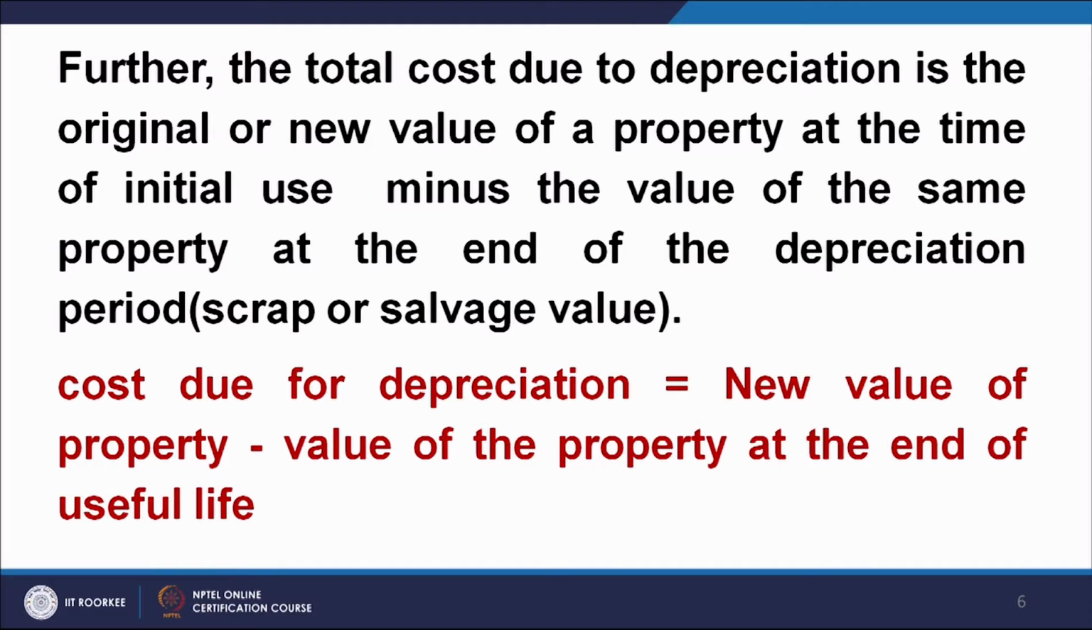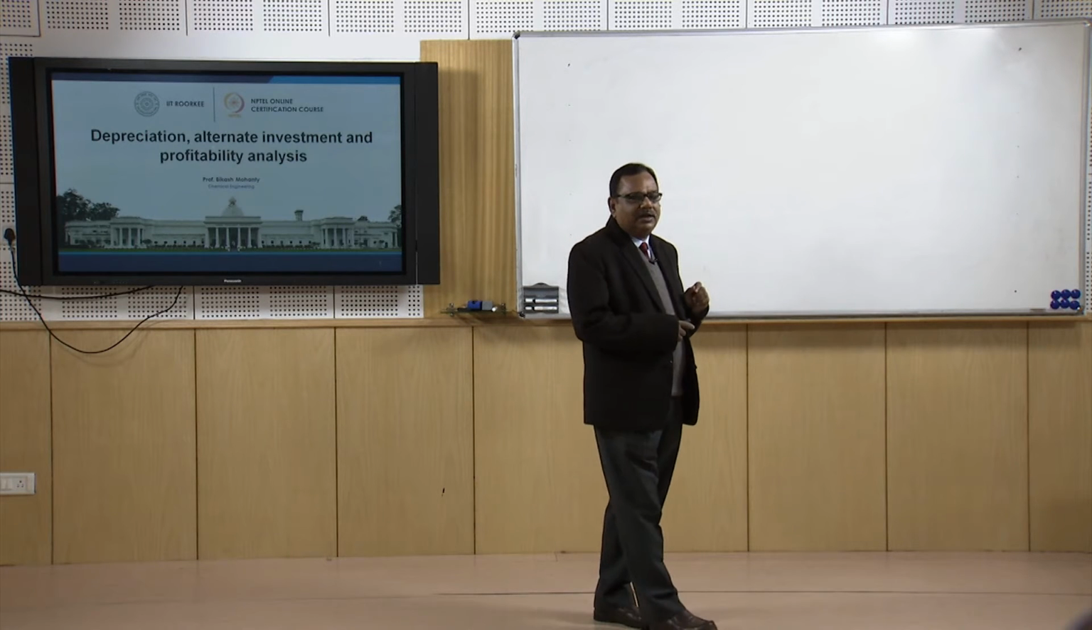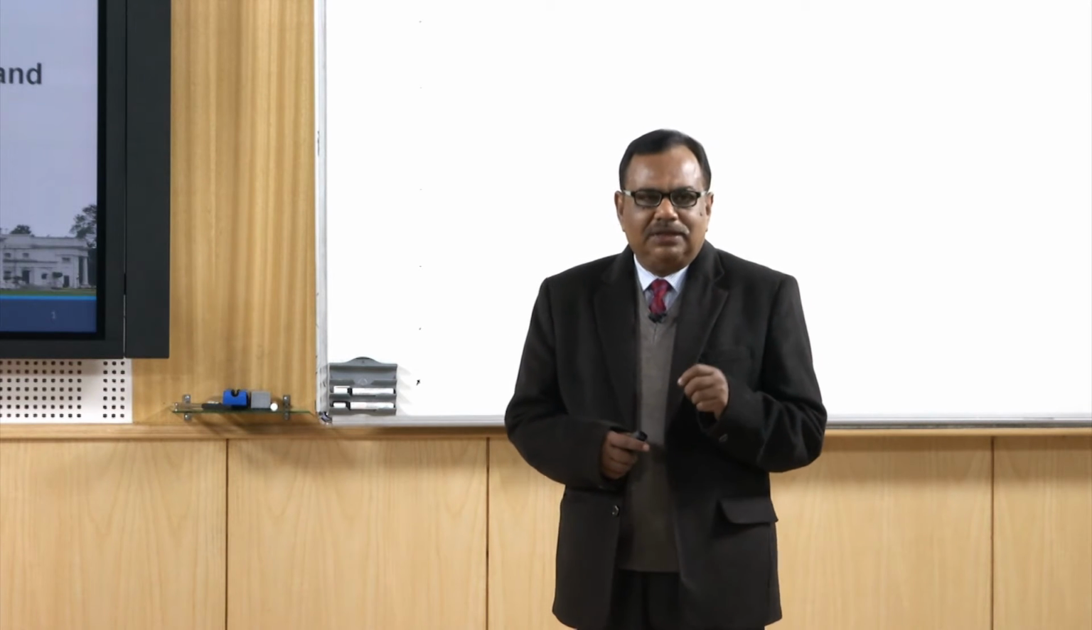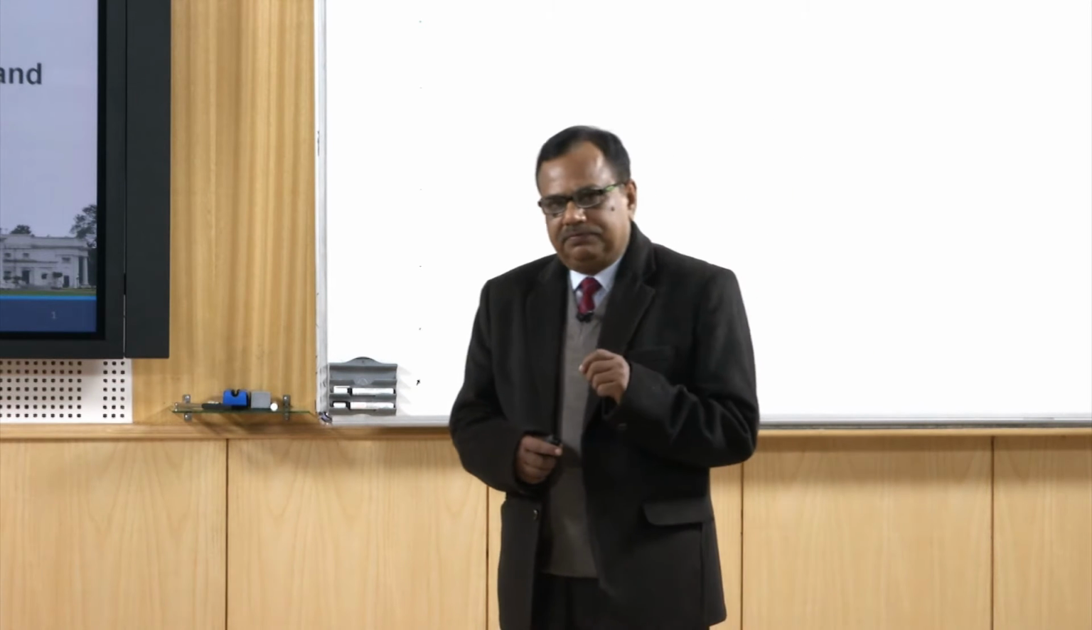So, we can write down that the cost due to depreciation is equal to the new value of the property, that is the initial cost, minus the value of the property at the end of useful life. The total depreciation period is ordinarily assumed to be the length of the property's useful life. That means, when the property is placed to use, it will be used for a certain duration of time before its retirement. This period is called the useful life of the property.